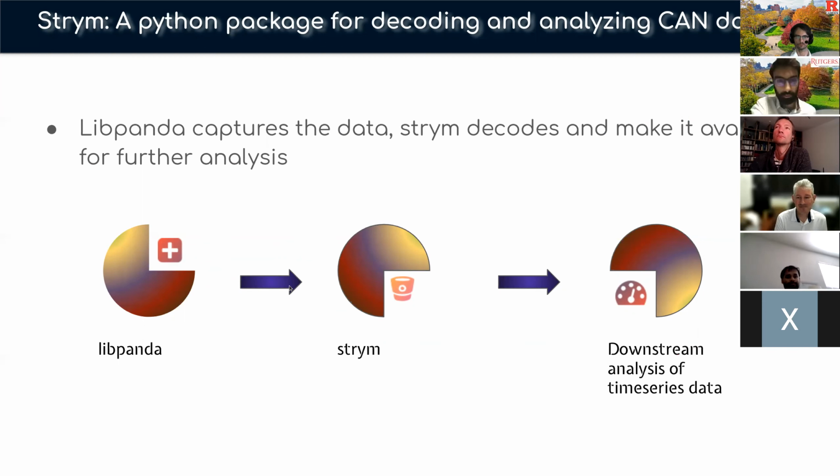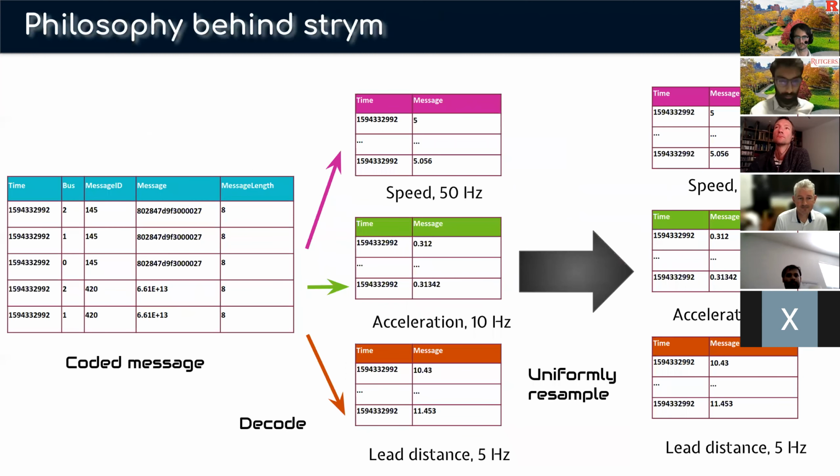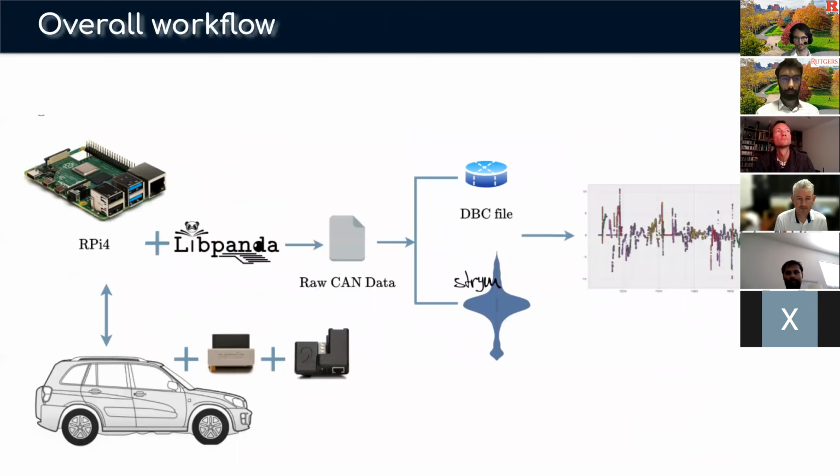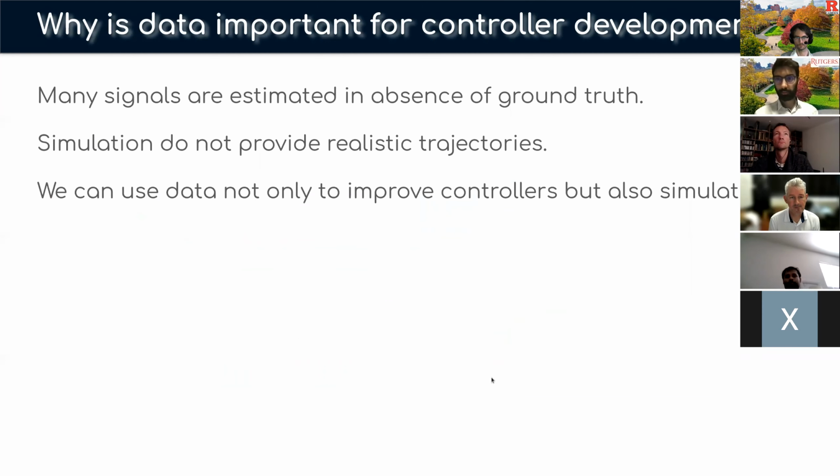Okay. Yeah. So for that, we developed a Python package to analyze and decode the data so that we can use it for data-driven control. We have a number of different signals, and we can operate on them to make sense of what's going on and make some inferences. Just to go back to the main highlights of how we deployed it: we have the Raspberry Pi with libpanda, the custom hardware, and then we get the data, and we can decode it using the stream. This is important for controller development so that we can get realistic trajectories.